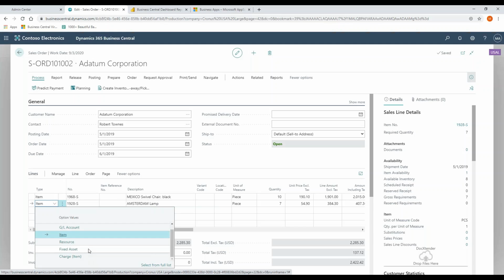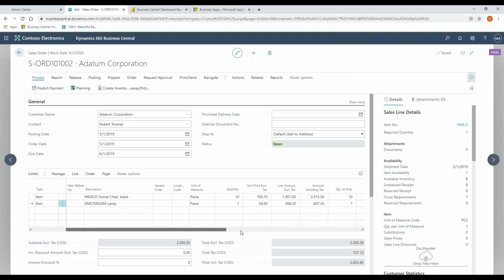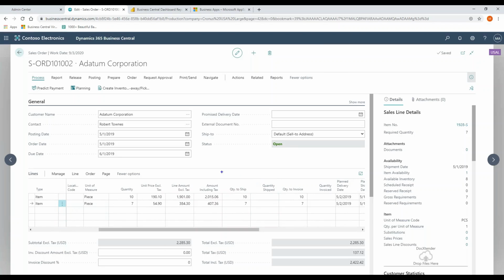Again, this is more like a transaction based against the fixed asset itself. So items, inventory items, I've got variants, I've got multiple locations, I've got full unit of measure conversion, pricing capabilities, et cetera. Just want to draw your attention to these four fields right here on the sales order.